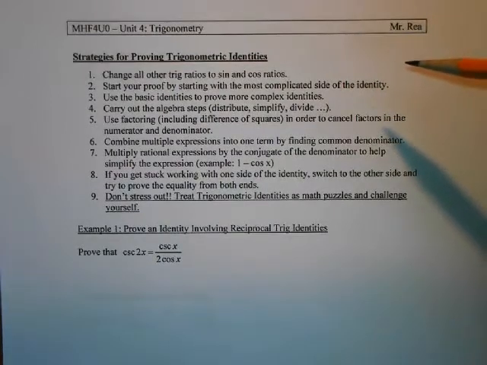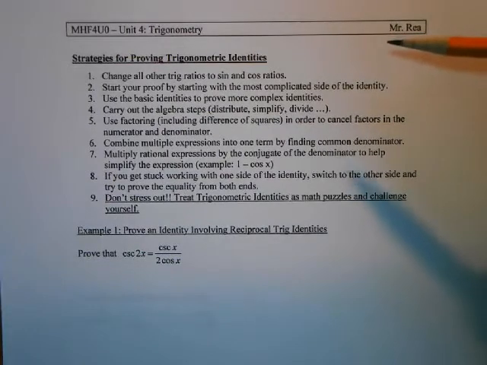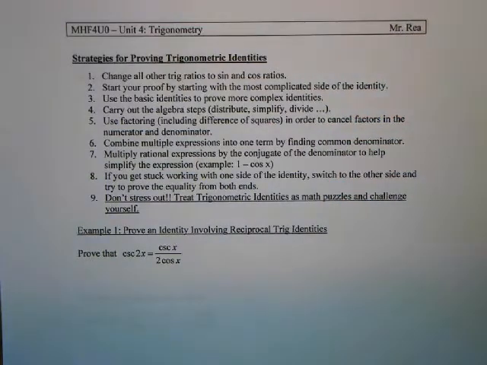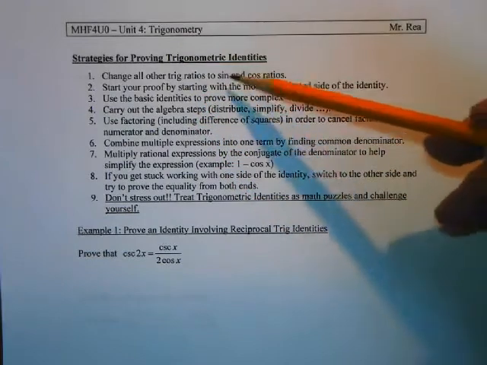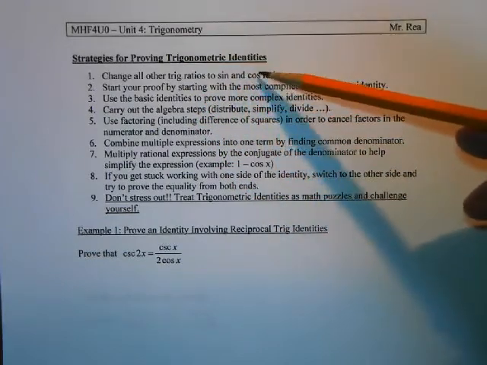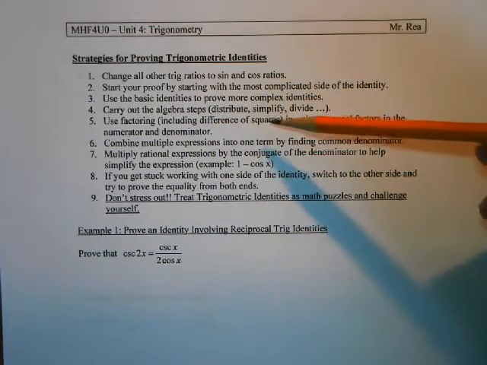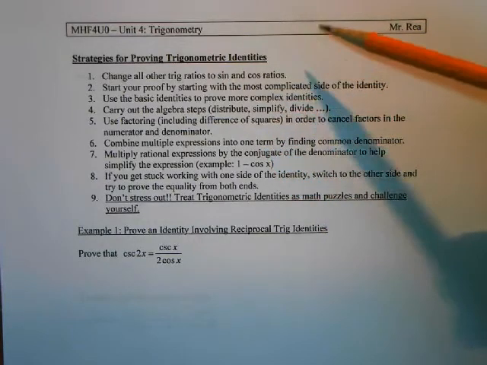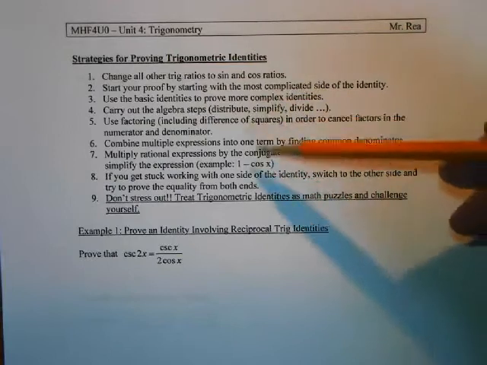So I tried to put these kind of in order of importance, but you could say any one of these is the most important if you really wanted to. So the first one, and this is a pretty common thing, if you see any other trig ratios besides sine and cos, a common strategy would be to change them into sine and cos. Like if you see tan x, change that into sine x over cos x, etc. Or if you see 1 over cosecant, change that into sine.